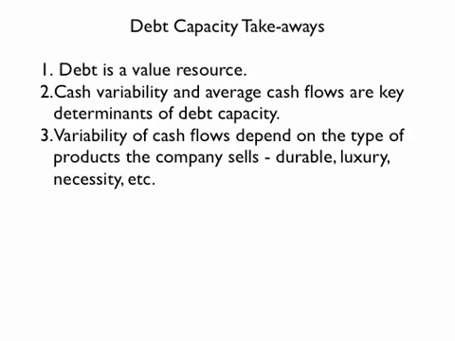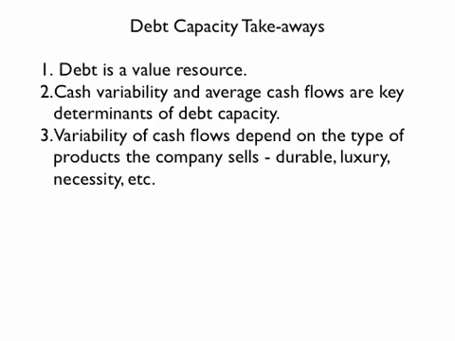So here's a couple takeaways. First of all, debt capacity is a valuable resource, or debt is a valuable resource, because it shields the company from taxes, since interest expense is deductible. We know that the determinants of debt capacity are going to be the variability and the level of cash flows. And one thing I didn't go into in any detail, but will for just a moment here, is what causes variability of cash flows. Well, that depends on the markets or the type of products that a company sells.